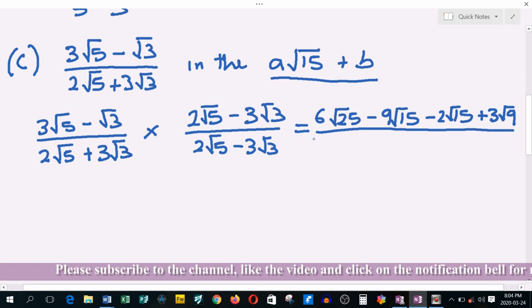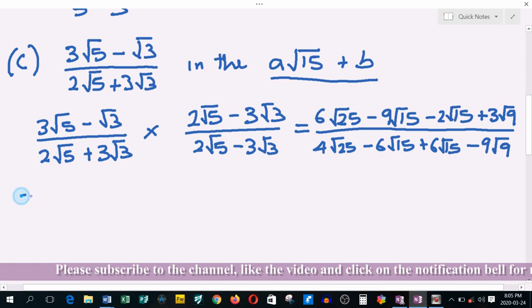2 root 5 times 2 root 5, that is 4 root 25. 2 root 5 times minus 3 root 3 will give us minus 6 root 15. 3 root 3 times 2 root 5 will give us plus 6 root 15. And 3 root 3 times minus 3 root 3 will give us minus 9 root 9.